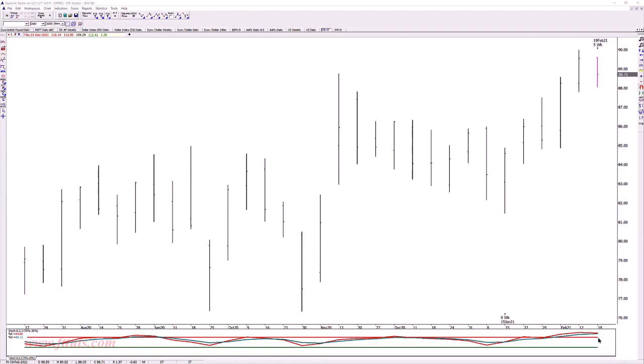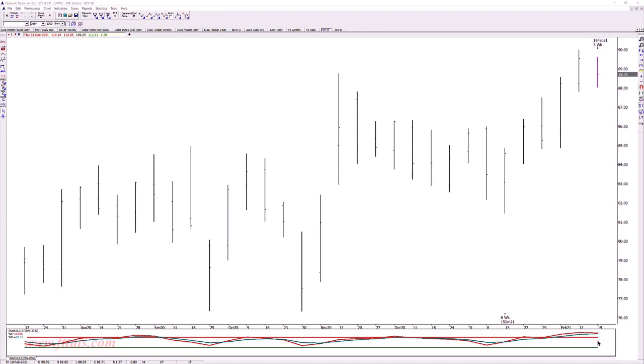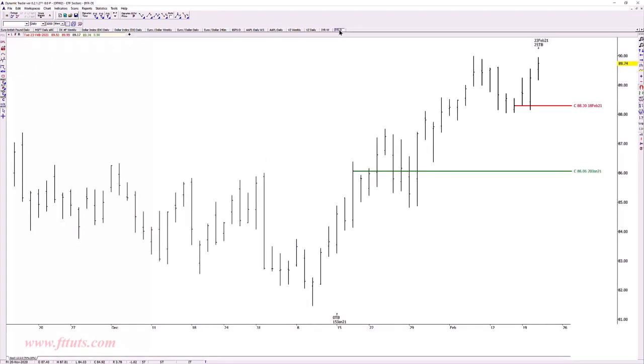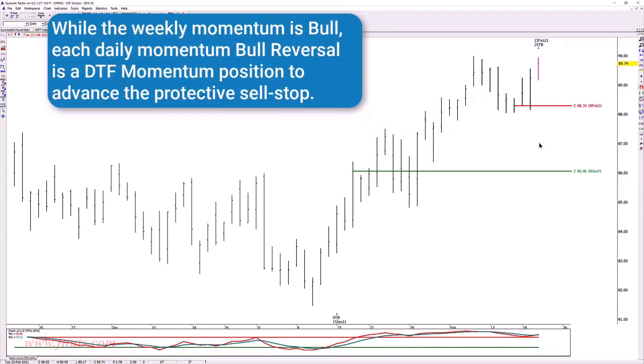And that'll be fairly significant, meaning if it makes a bear reversal, and then particularly if it comes down out of the overbought zone after that bear reversal, more than likely it's made a weekly high. And then it'll be sideways to down for at least a few weeks. So let's go back to the daily data, and we're still looking for setups to continue a bull trend and daily momentum setups to advance the stop based on the reversals in the daily momentum if the market continues to advance.